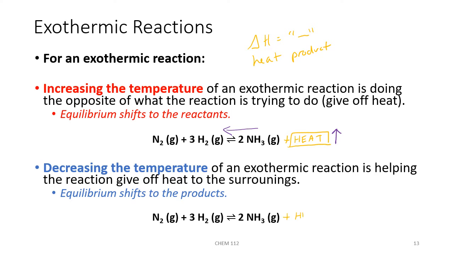So it's exothermic, so the heat would still be a product. But if we cool it down, we can think about it like we're taking away heat. We're removing kinetic energy. And we learned that when we remove something, we shift towards that removal. So cooling down an exothermic reaction is helping it out. You're helping the reaction give off heat from the system, which is the reaction, to the surroundings. So in this case, it'll shift towards that removal or towards the products.